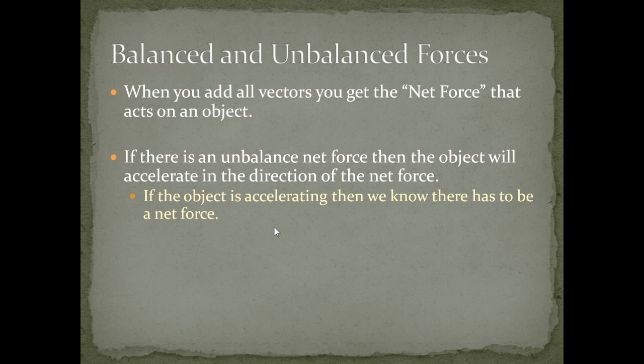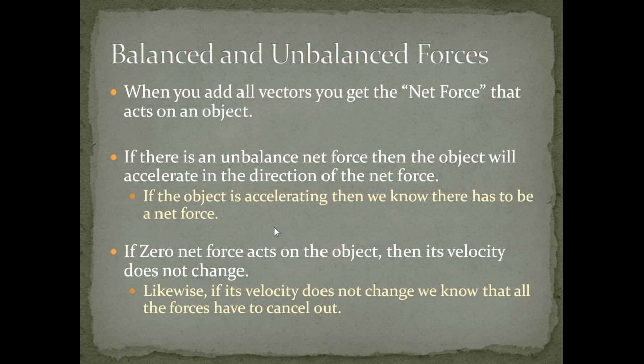If the object is accelerating, then we know there has to be a net force. So there's kind of like both sides of that coin. If the object is accelerating, then there has to be a net force. If the object has a net force, then it's going to be accelerating. Likewise, if the net force is zero and it's acting on the object, or the forces are balanced, then its velocity does not change. That doesn't mean it's not moving, but its velocity does not change. So it can be traveling at a constant velocity and still have a zero net force.